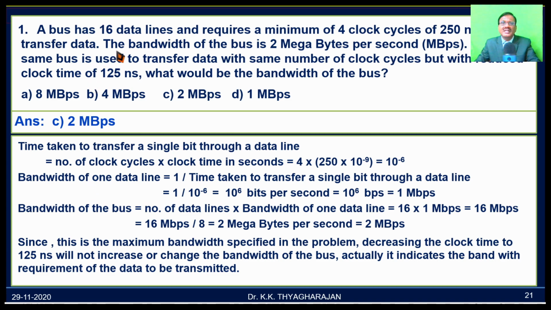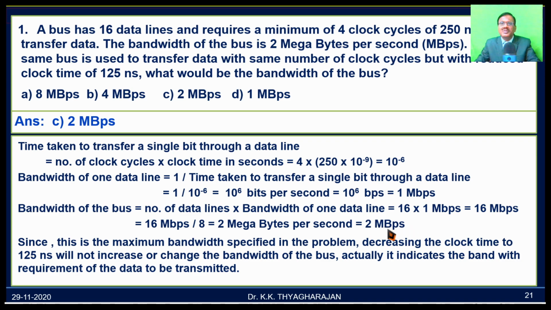Actually, bus has 16 data lines. So this value should be multiplied by 16. That means bandwidth of the bus is equal to number of data lines into bandwidth of one data line. So that is 16 into 1 Mbps. Here we are using small b, so 16 megabits per second. Generally, the bandwidth will be given in terms of megabytes per second. So you have to divide this by 8. It will be 16 Mbps by 8, which is equal to 2 megabytes per second.